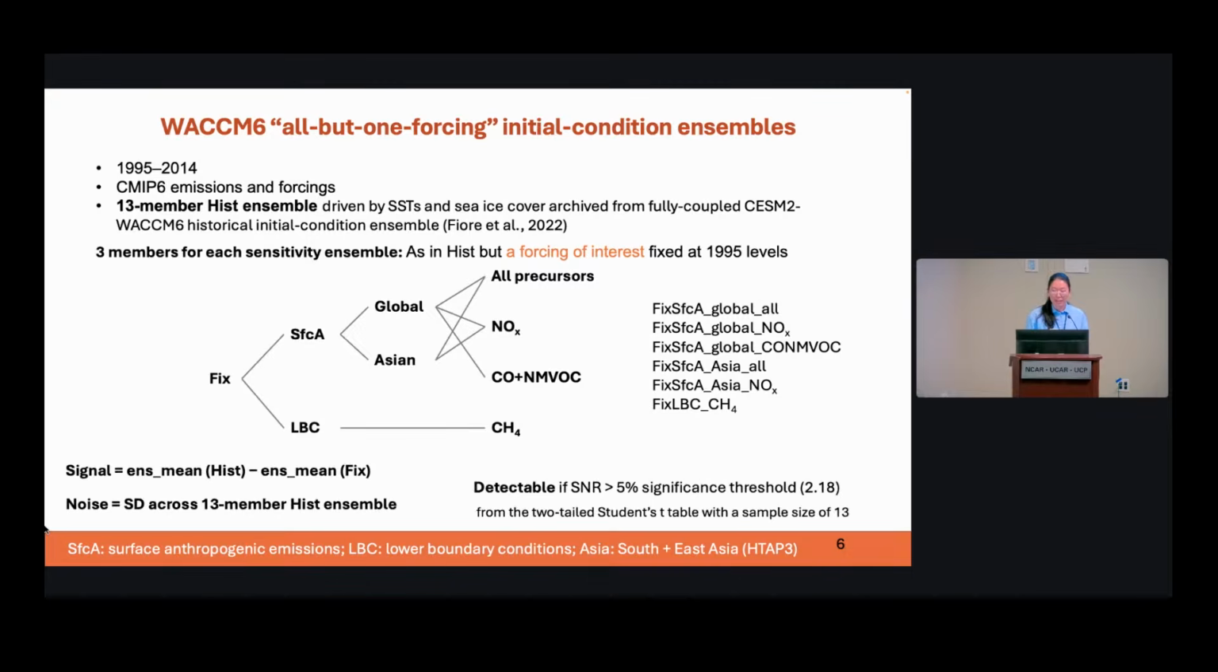By differencing the historical ensemble mean versus the ensemble mean of one fixed run, we can identify the signal of the single forcing, and we estimate the noise of internal climate variability using the standard deviation across those 13-member historical runs. And we define the signal to be detectable if the signal-to-noise ratio is larger than the 5% significance threshold, which is a number slightly above 2.